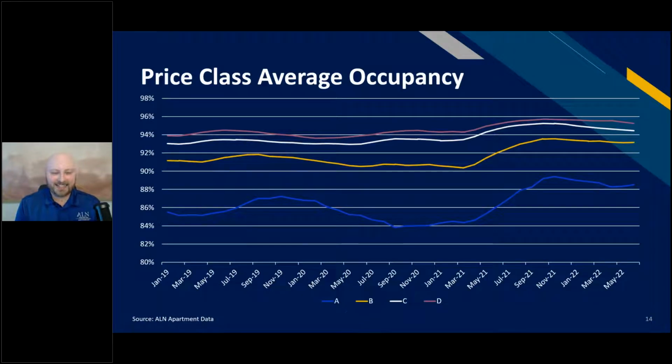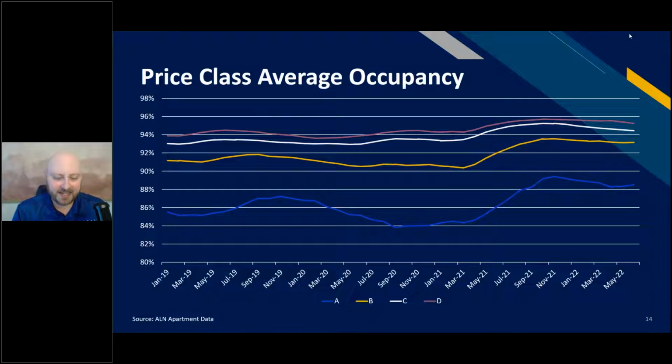So like I said, I did want to cover a little bit of price class information, because I think this gets to one of the big shifts that we've seen. Here we're looking at price class average occupancy, a little bit of occupancy softening in all 4 price classes in recent months. A little bit more in the Class B and Class C sectors. But also notice that all 4 price classes, the average occupancy remains higher than it was going into COVID.